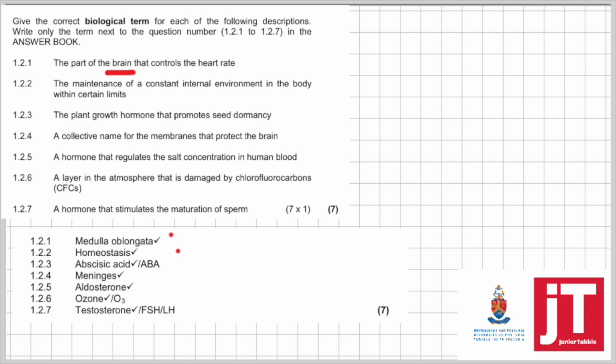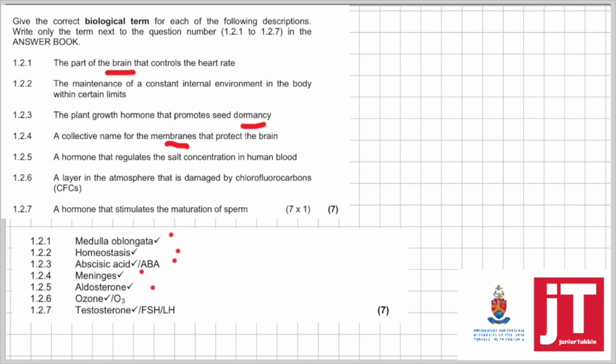1.2.3, the plant growth hormone that promotes seed dormancy is obviously abscisic acid. 1.2.4, the collective name for the membranes that protect the brain. Membranes, they're asking, not bone, not fluid, so it's obviously the meninges. 1.2.5, a hormone that regulates the salt concentration in human blood.